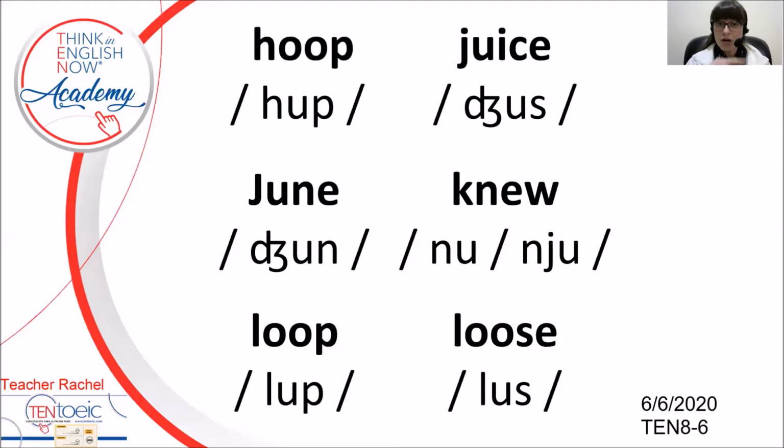Loop. This is also something that's round. For example, I make a loop. So it's round. When we tie our shoes, we make a loop to tie our shoe. Loose. This is when something is not being held back. For example, a dog is running loose. So the dog is running everywhere and no one is controlling it. So loose. Nothing is holding it back.